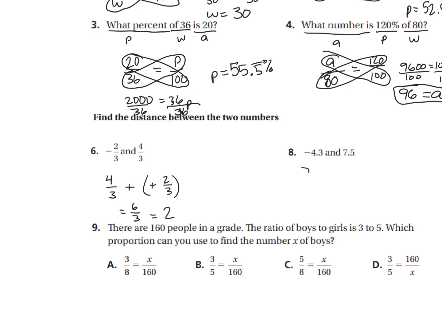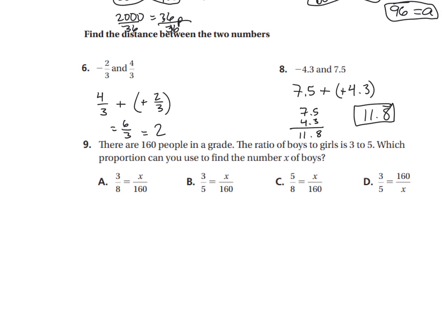For number 8, same thing again, 7.5 is larger, minus a negative 4.3, minus negative is also the same as adding positive. This would end up being, if we add these two together, 8 and 11, so I get a distance of 11.8.